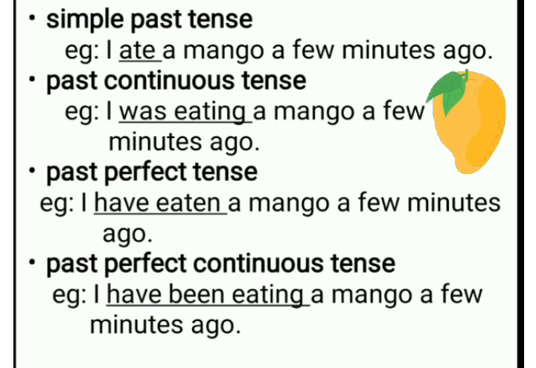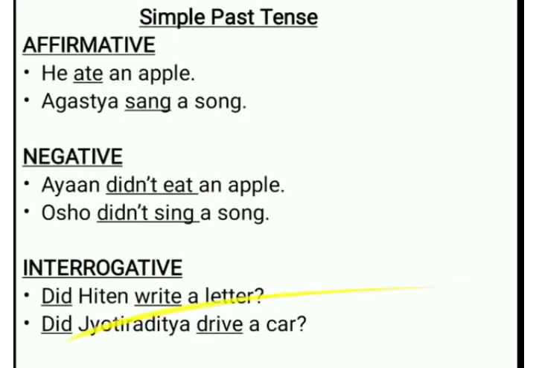Past perfect continuous tense. In past perfect continuous tense, we are going to use has and have according to the subject, plus been, plus the verb plus ing. I have been eating a mango a few minutes ago. That means we have used have here, been here, plus the verb, which is eat plus ing.